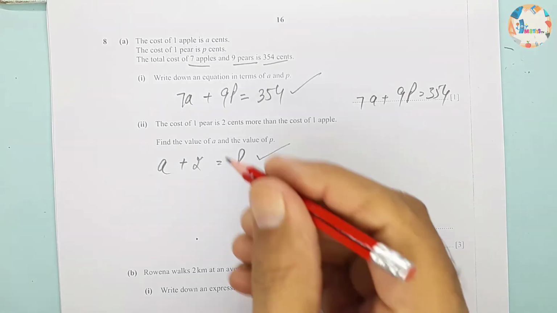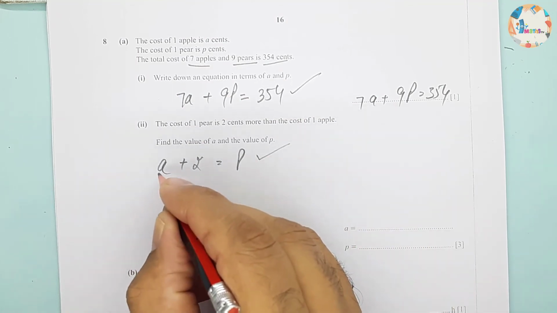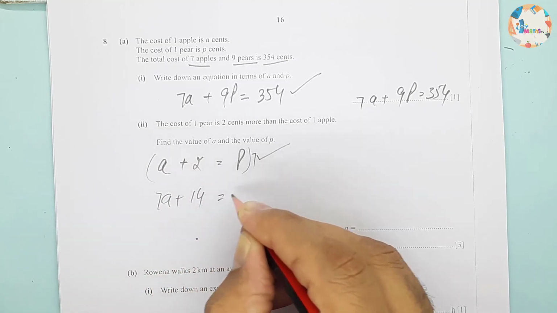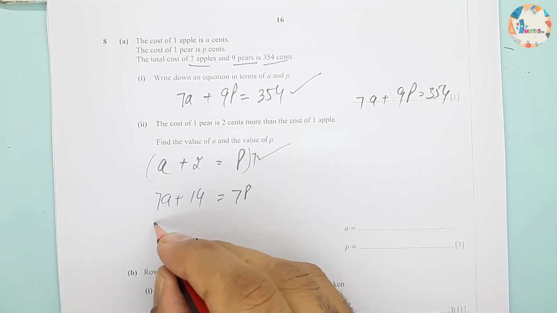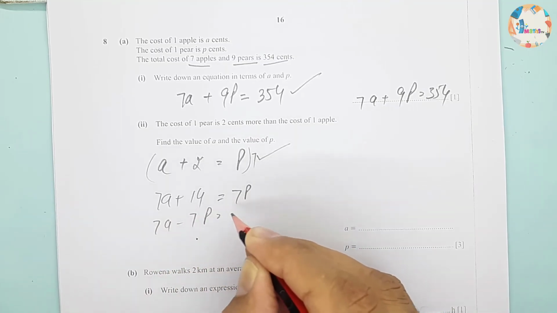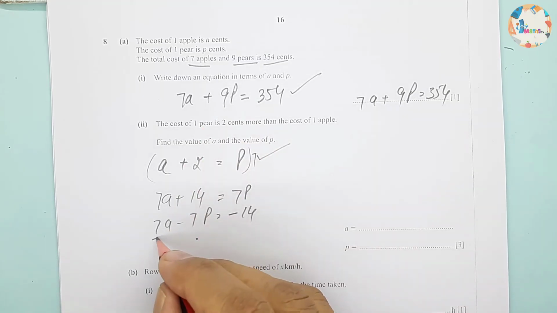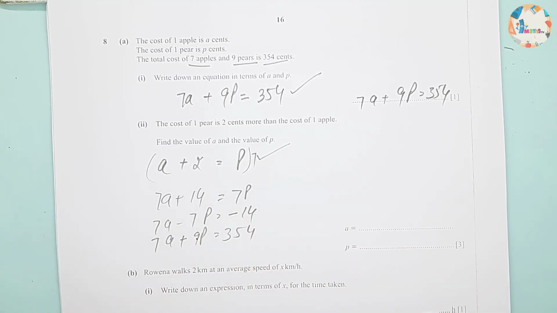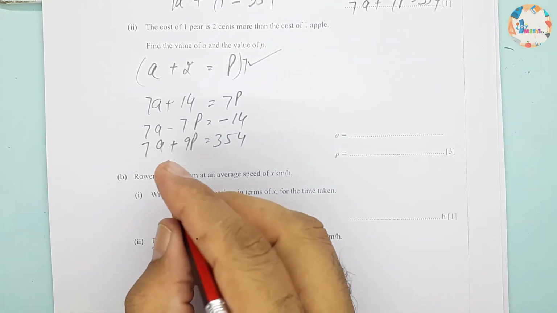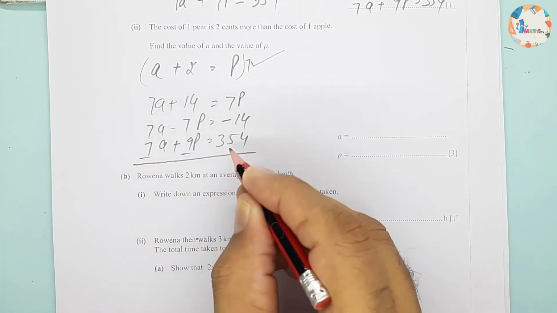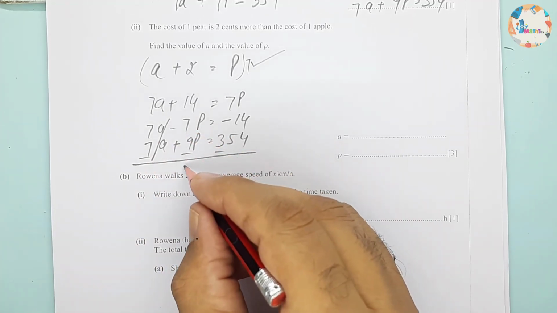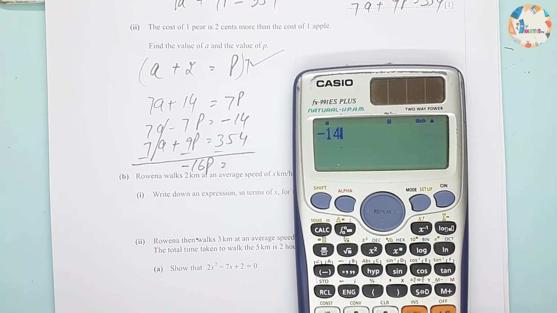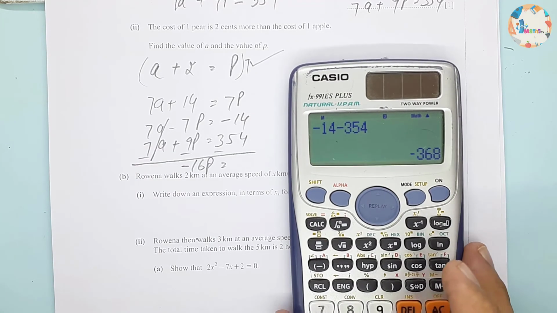To solve this, we can take this equation and multiply it by 7, and we will get 7A plus 14 is equal to 7P. We can rearrange this: 7A minus 7P is equal to minus 14, and the second equation will be 7A plus 9P is equal to 354. Now I move the page like this. Now we can subtract, minus, minus and minus. This will be cancelled. This will be minus 16P is equal to minus 14 minus 354. This will be equal to 368.